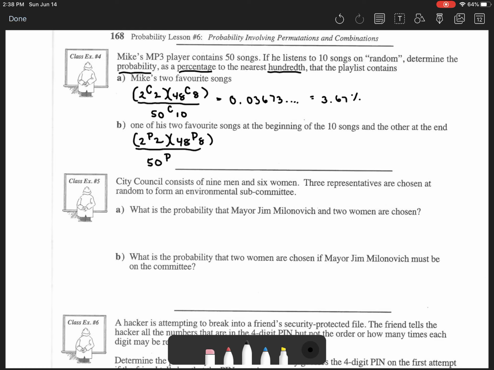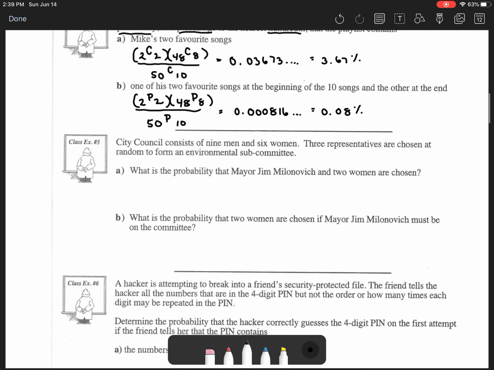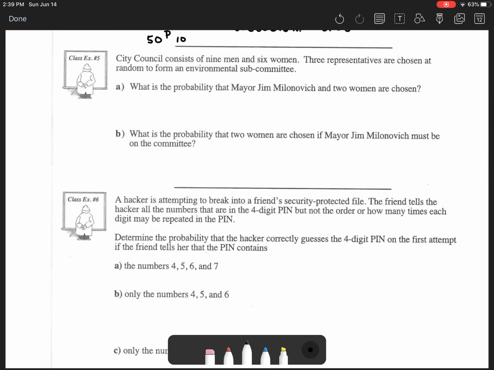And now I divide by 50 P 10, okay? Permutations this time versus combinations in A. So I go back, use the same numbers, but I am using permutations, not combinations. Okay, I just have to do the division here. Okay, and this will give me 0.00816, etc. And as a percentage, this will be 0.08%. All right.